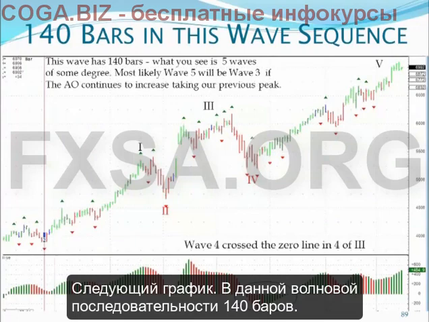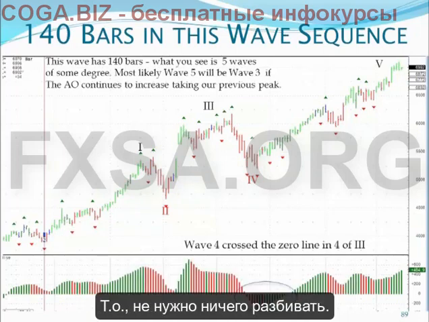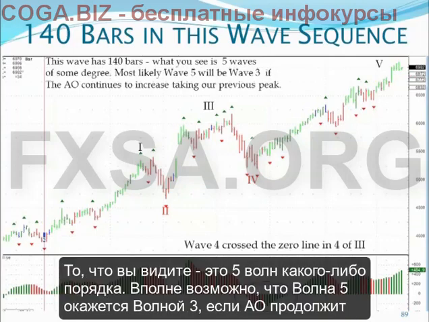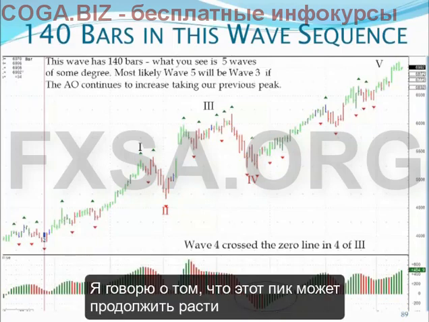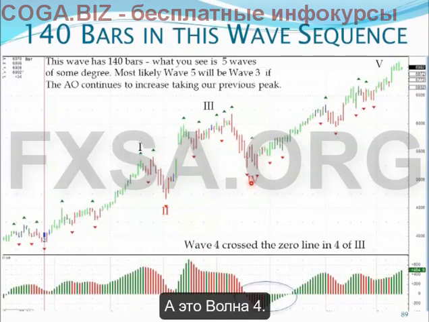Now this next chart, there are 140 bars in this wave sequence. From the start of this move to the end of this move, or where it is currently right now, there are 140 bars. So there's no need to break anything down. What you see is 5 waves of some degree. Most likely the wave 5 will be wave 3 if the AO peak continues to increase. What I'm talking about here is that this peak could continue to increase and take out the previous peak. As of right now, this is 3 of some degree, and this is 4.